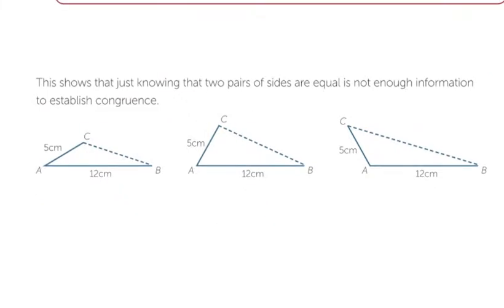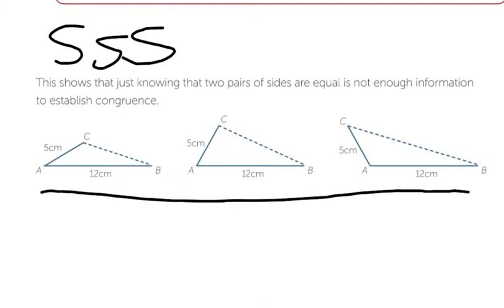Okay, firstly we will look at the rule side, side, side, which means 3 sides are all the same. So if we have 3 sides the same, then the 2 triangles must be congruent. Now, down in the bottom diagram here, we can see why just side, side is not a rule. We need that third side to be the same in order for it to be a rule.